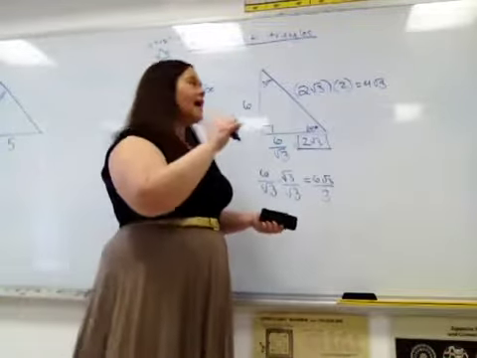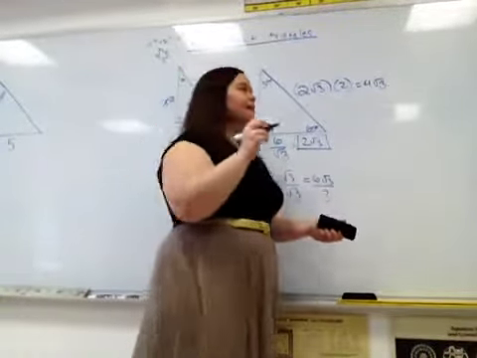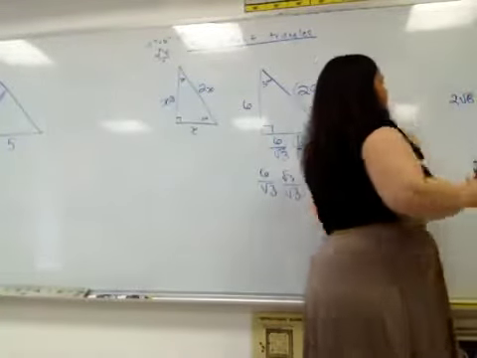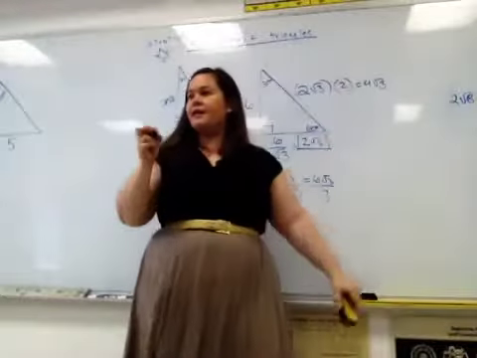This is exactly the same rule as when we were simplifying the radicals. And we had, like, 2 times radical 8, and we had to simplify the radical 8 to 2 radical 2.